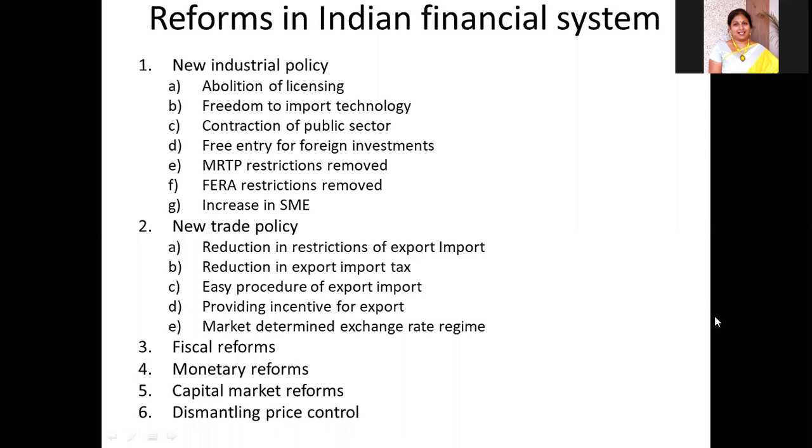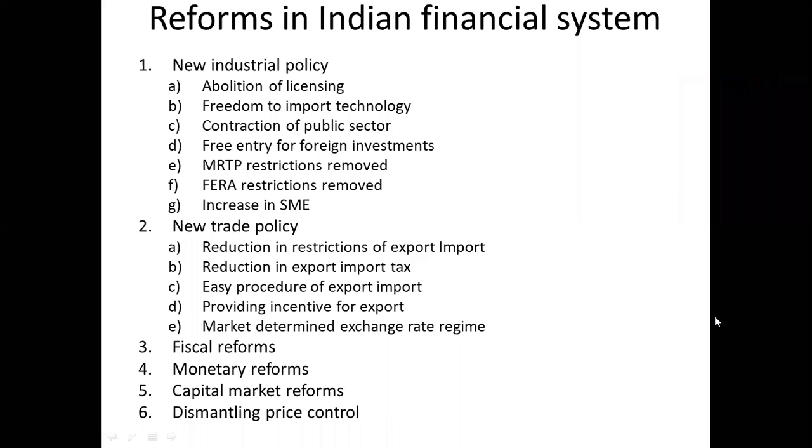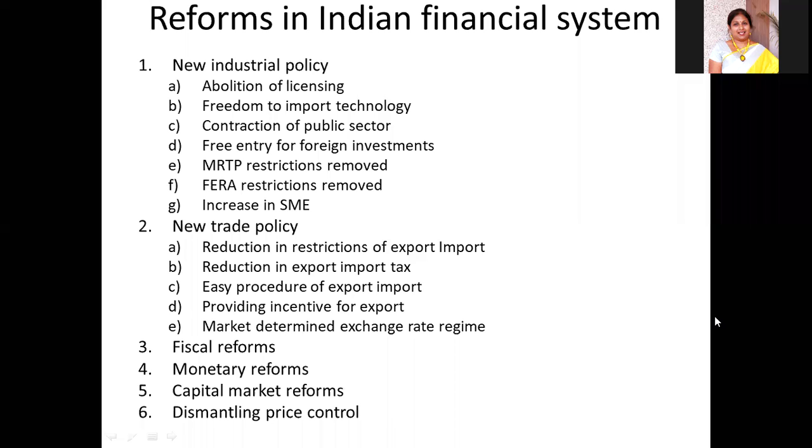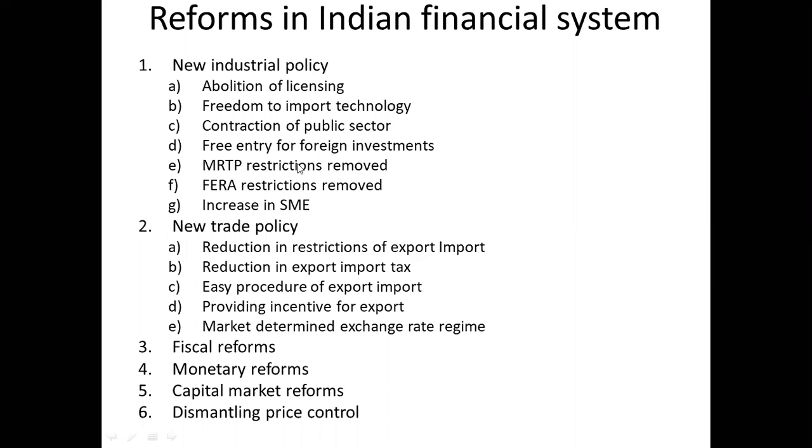Basic six categories we have. That is new industrial policy, new trade policy, fiscal reforms, monetary, capital market, and dismantling price control. So we are more interested in the first two of them. Okay, so we'll discuss the others also, but we'll discuss these things in more detail.